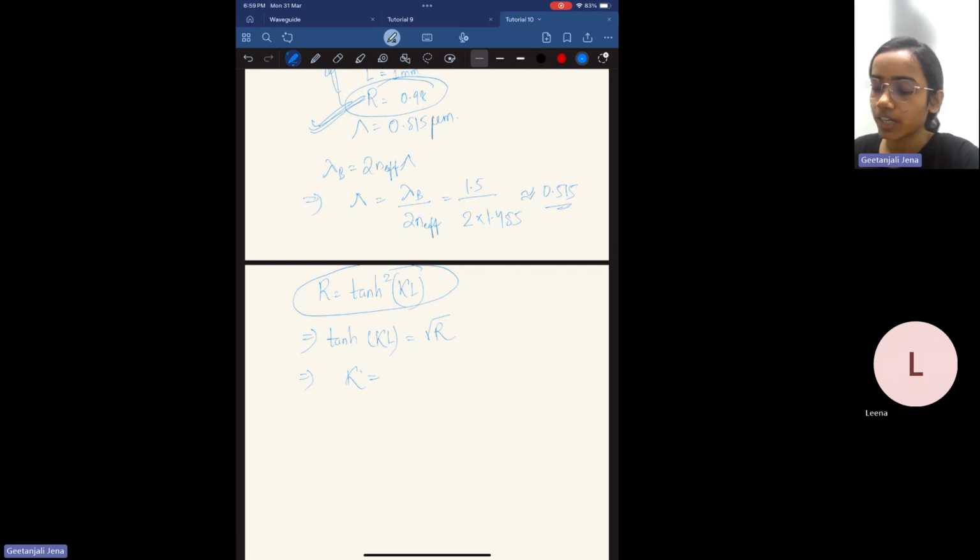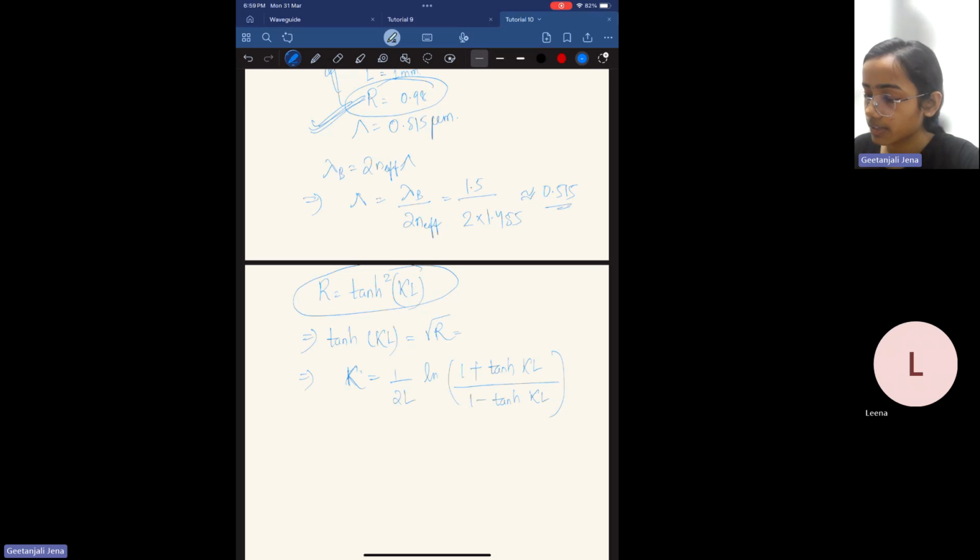So just look for what information has been given to you. This will be the simple expression. You can easily take the inverse of tanh, or this will be 1 by 2 ln of (1 plus tanh kappa L) over (1 minus tanh kappa L).